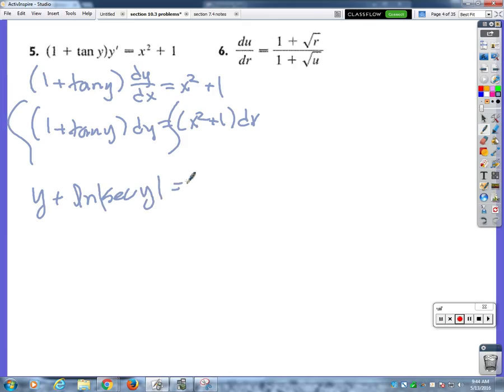Okay, what's the antiderivative of x squared plus 1? 1/3 x cubed plus x plus c. And I believe this is one that you cannot solve anywhere past this, because one of the y's is inside of a trig function and the other one is just by itself. No can do. Okay?